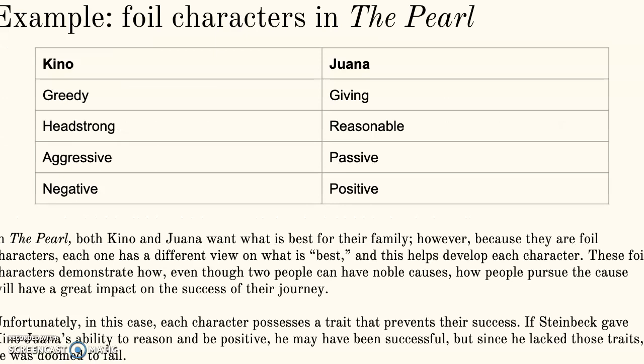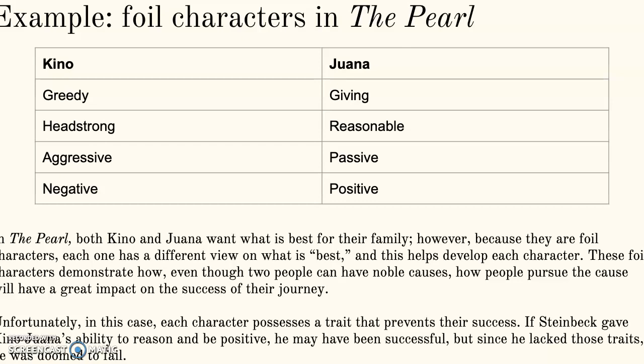Now, I made an example for you so that you can get an idea of foil characters, and this is using characters from The Pearl. Now, I would certainly say that Kino and Juana are not necessarily protagonist and antagonist. If anything, the pearl is the antagonist in the story, or maybe the doctor, but certainly not Juana and Kino, right? But Kino's definitely our protagonist. Maybe Kino is his own antagonist. You could make an argument for that. But if we think about them as people and you look at this T-chart, they've really created some characteristics that give us a sense of their contrasts.